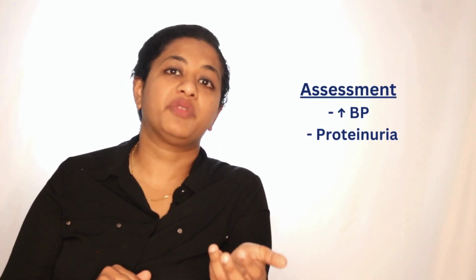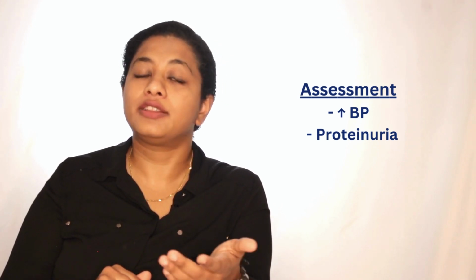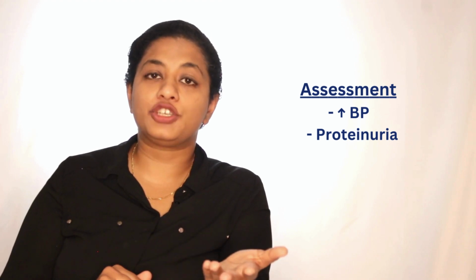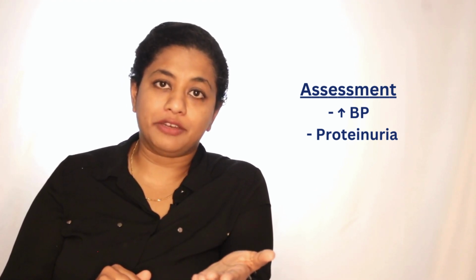When you're looking at the signs and symptoms or the assessments that we do, as the name suggests, it's hypertension. So obviously the person is going to come with a high BP. So high BP is your first indication that there is a risk of gestational hypertension or preeclampsia to that person who is sitting right in front of you.